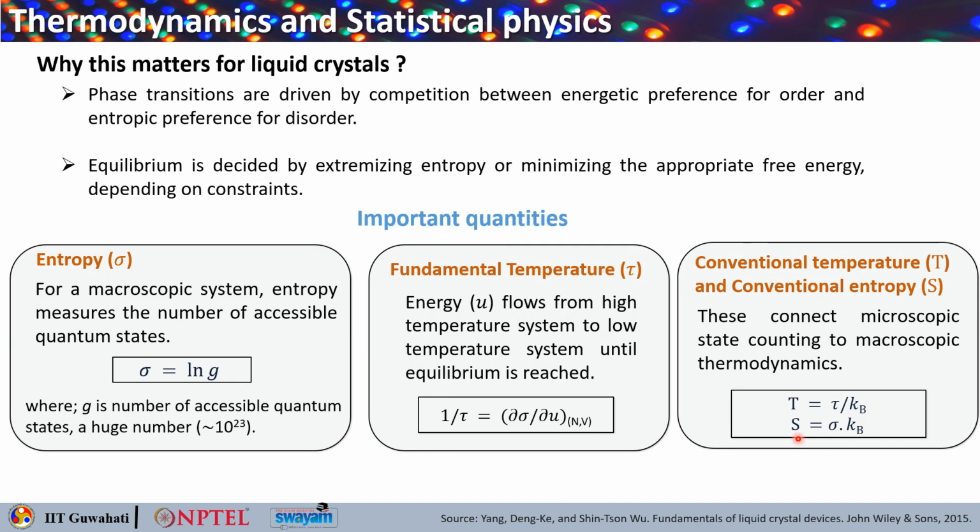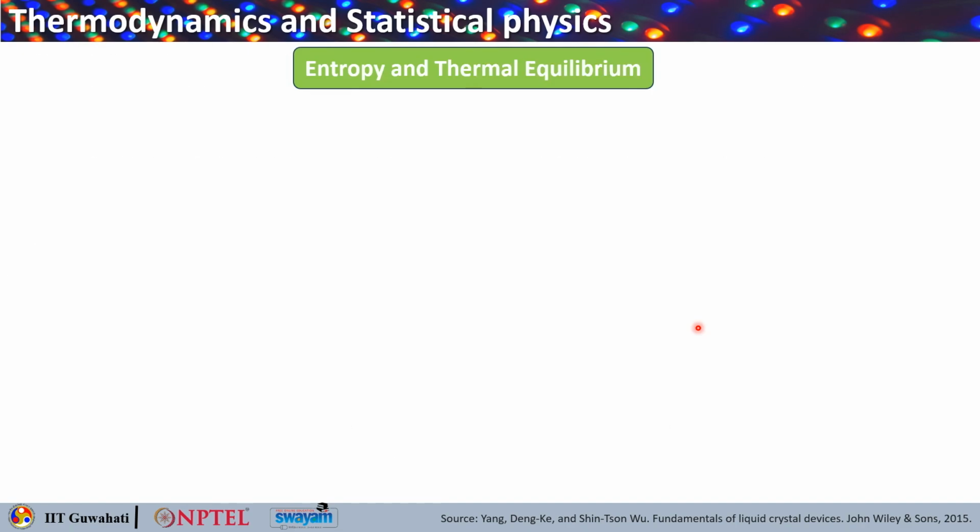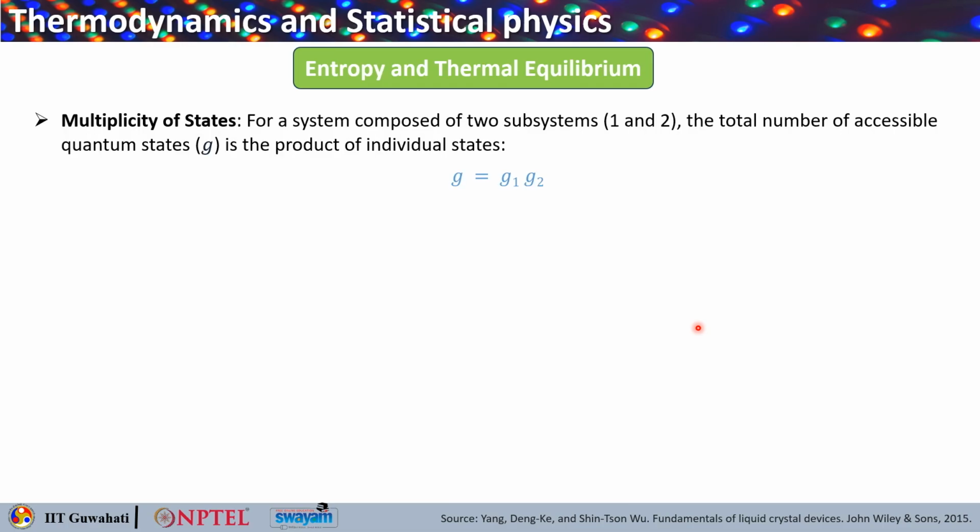Similarly, capital S, which is the conventional entropy, is nothing but sigma, this entropy, times the Boltzmann's constant. Okay. So, Boltzmann's constant kB, I believe all of you know, it is 1.381 into 10 to the minus 23 joule per Kelvin, right. Now, let us discuss the entropy and thermal equilibrium.